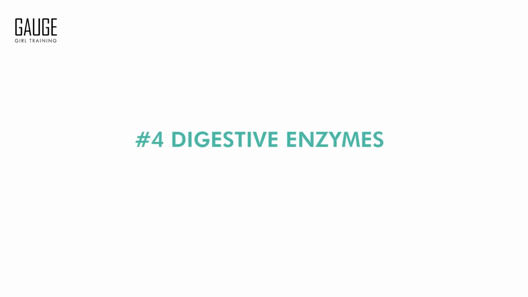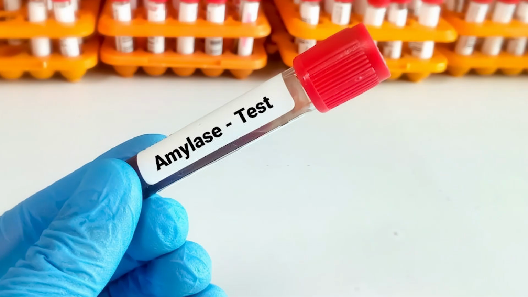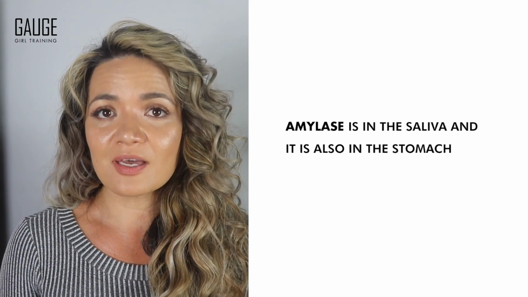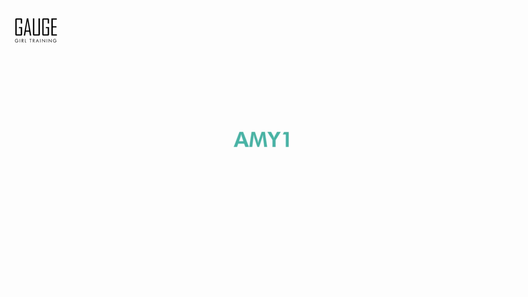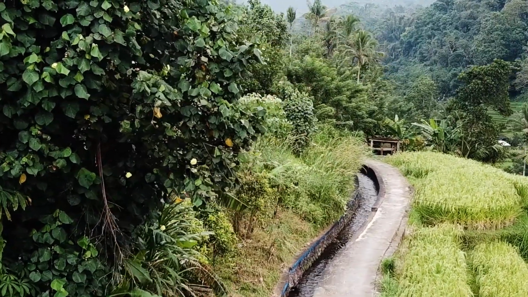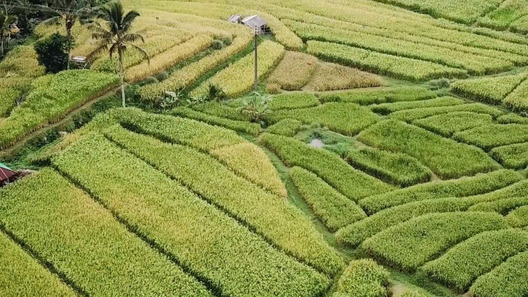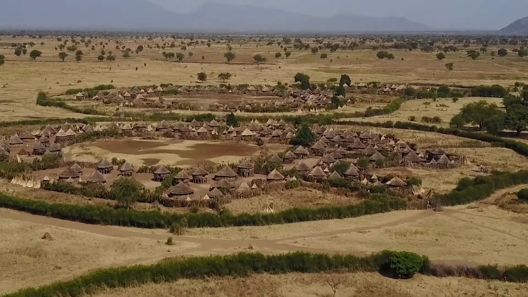So the next thing that impacts your carb tolerance levels are your digestive enzymes. And specifically, there is an enzyme called amylase that helps your body break down carbohydrates. Amylase is in the saliva, and it is also in the stomach. However, it is very interesting to know that there is a genetic component and there is a gene called AMY1 that is very specific to regions and hereditary type things in the individual. So there are folks with low carb tolerance where genetically, based off of where you were raised, where your family and tribe is originally from, definitely has an impact on that.